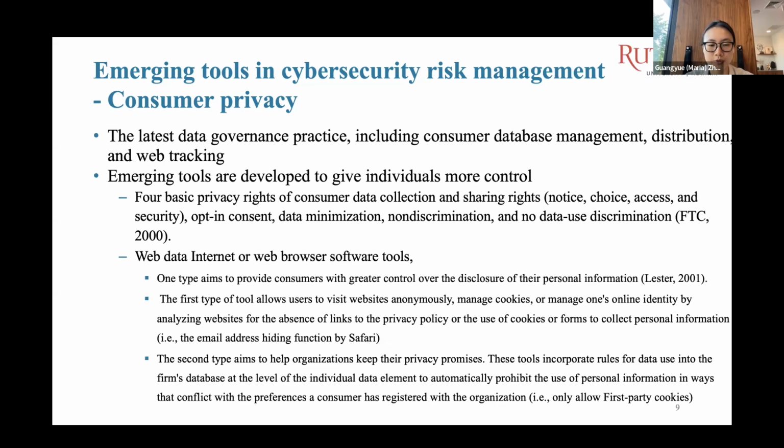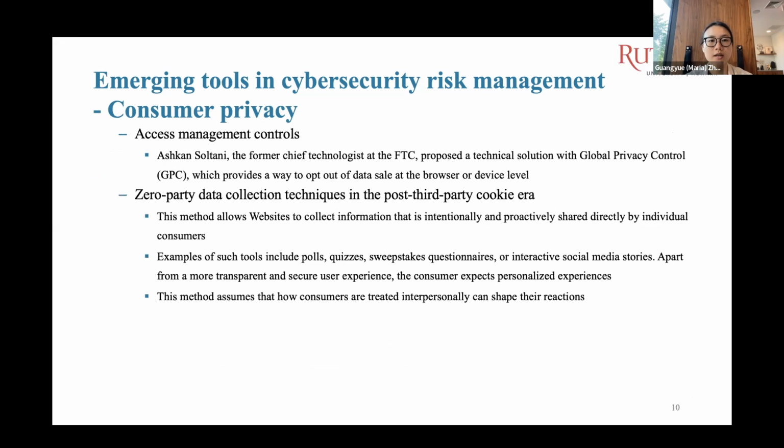And the second type of tool is software that organizations can use to help keep their privacy promises. Some examples of these tools include browsers that only allow first-party cookies and ban third-party cookies. Basically, these tools automatically prohibit the use of personal information in ways that conflict with organizations' privacy promises.